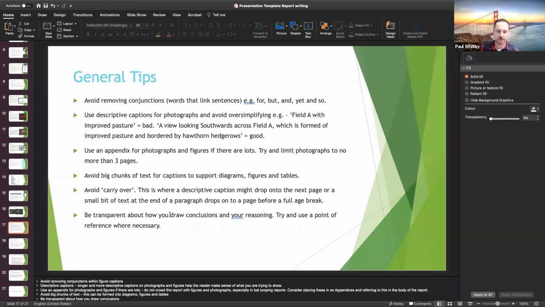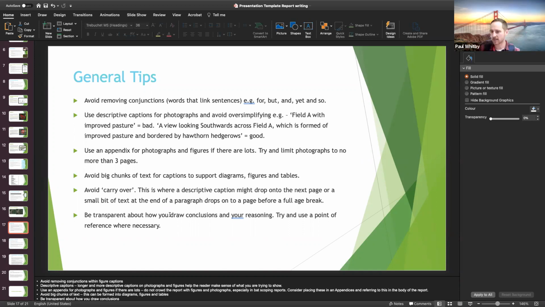Use an appendix for photographs and figures if there's going to be a lot of them. I'd probably try and limit it to about 3 pages. I know some consultancies actually automatically just put all of their photographs and many of their figures into an appendix anyway. We avoid that if we can because we find that having to scroll all the way to the bottom of a report and back up again when you want to check against something that's been described in the text of the report is a bit of a pain.